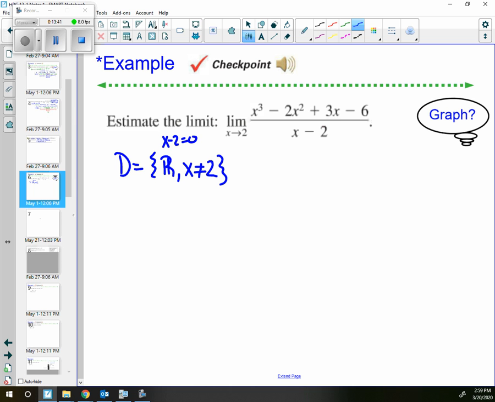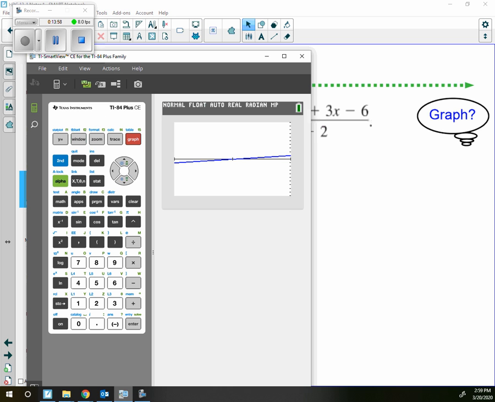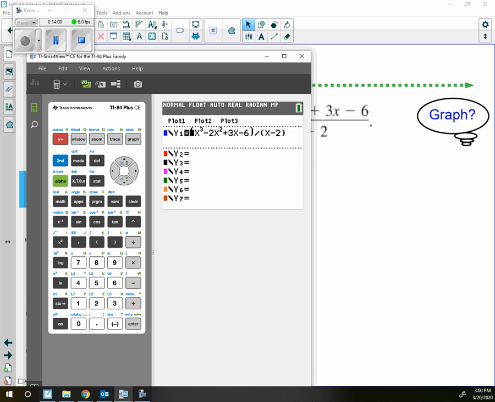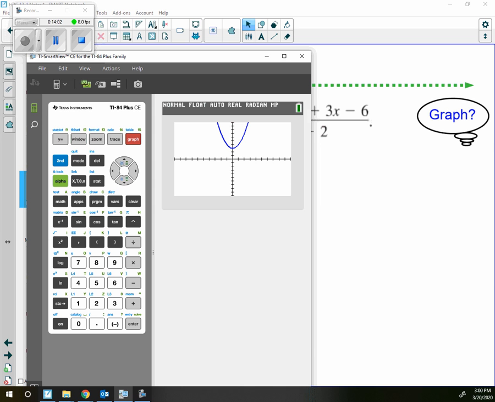So they're asking me to find the limit as x approaches 2. I know I can't evaluate this function at 2. I'm not going to be able to just plug that number in. So what we're going to try to do is see if we can evaluate this function in a little bit different way. Let's see if we can graph this. Can you go ahead and get this into your graphing calculator? All right, when we look at that equation on our graphing calculator, it ends up looking like a parabola. So let's use the graphing approach. We could use the table too, but let's look at the graphing approach and see what happens.